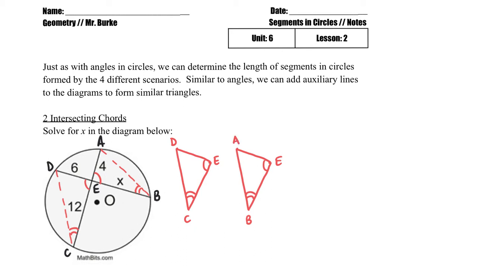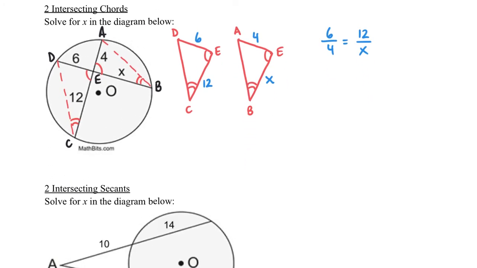Now I can go ahead and add my segment lengths. So DE is 6, CE is 12, AE is 4, and BE is X. That's what I'm being asked to find. And once I get here, now I can plainly see my corresponding parts, which allows me to set up my proportion, cross multiply, and solve. I don't think I need to show you that part in the interest of keeping the video short, but that's how you would proceed from there. Let's look at the next scenario.